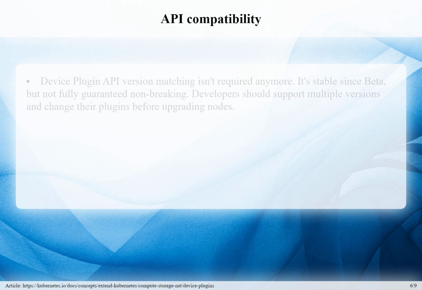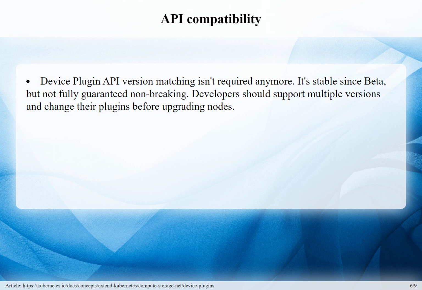API compatibility. Previously, the device plugin API version needed to match the kubelet's version exactly, but since version 1.12, it's no longer a hard requirement. The API is stable since its beta graduation, although changes may occur.